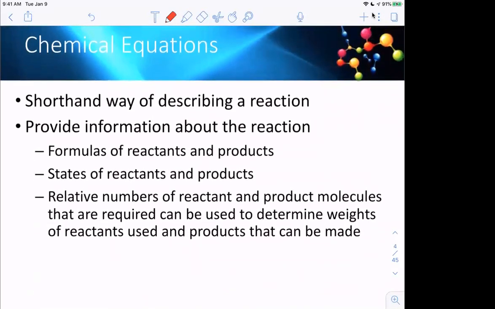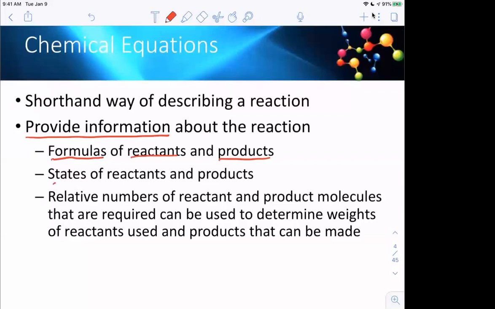So chemical equations are actually a shorthand way of describing a reaction. They provide a lot of information about what's happening. I have the formulas of the reactants and the products. You need to know your nomenclature, because if I say the product is water, you as a chemist need to know that the product formula would be H2O. If I say sodium sulfate is reacting, you need to know what the formula of sodium sulfate is.